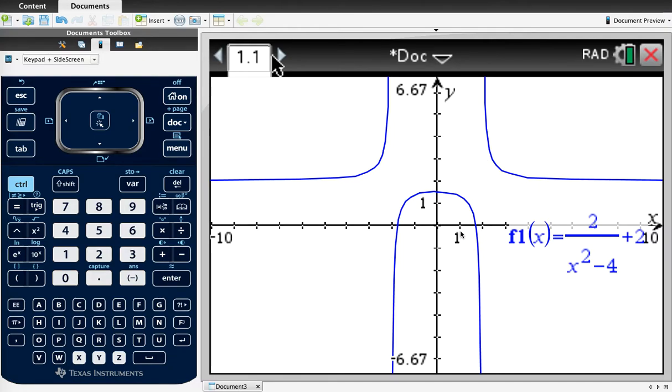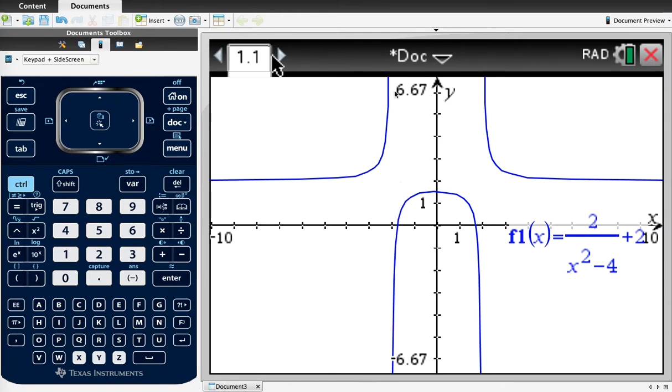For the y values, for the range, I can see again that y can take any value apart from this one going across here. And that's at y is equal to 2. So I would say for my range, y is not equal to 2, but otherwise y is an element of the real numbers.